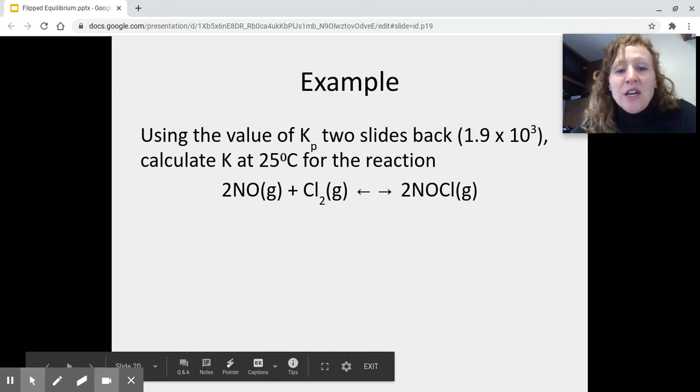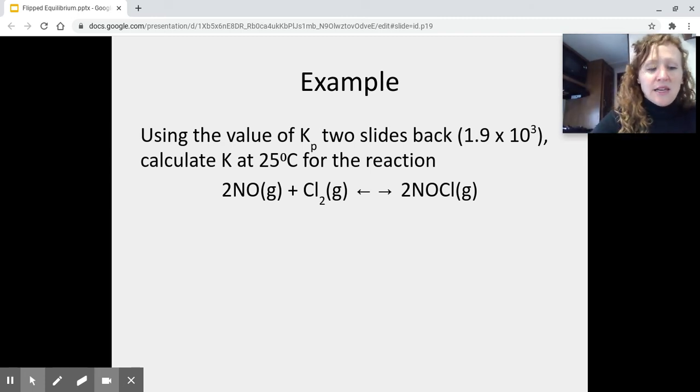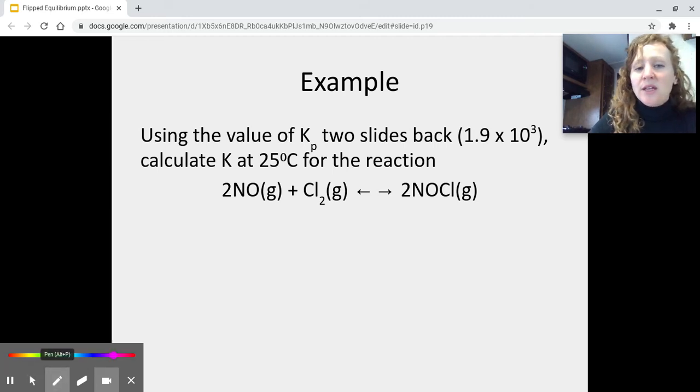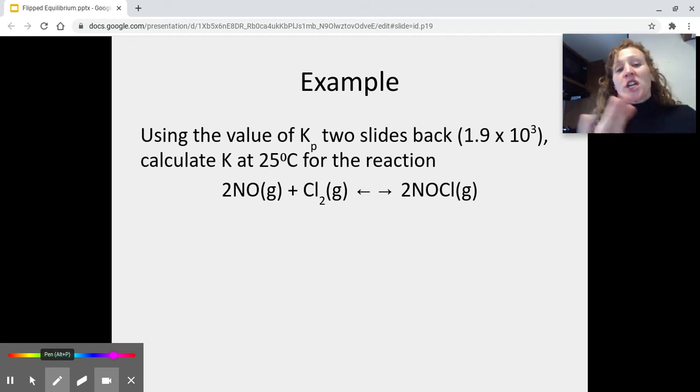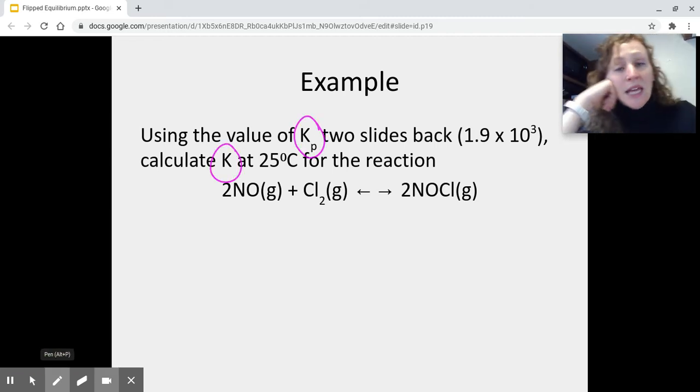Here we go. Using the value of Kp from 2 slides back, 1.9 times 10 to the third, calculate K at 25 degrees Celsius, so the same temperature, for the reaction. So they gave us the same reaction, they gave us our Kp, they gave us the same temperature. They didn't change anything, but instead of wanting Kp, now they just want K.